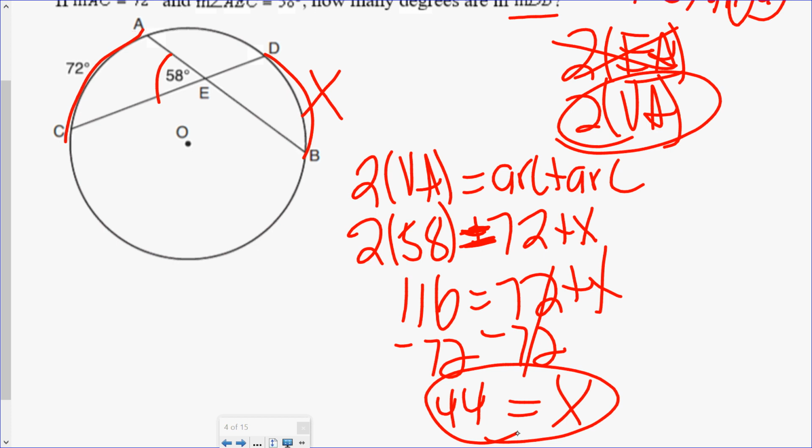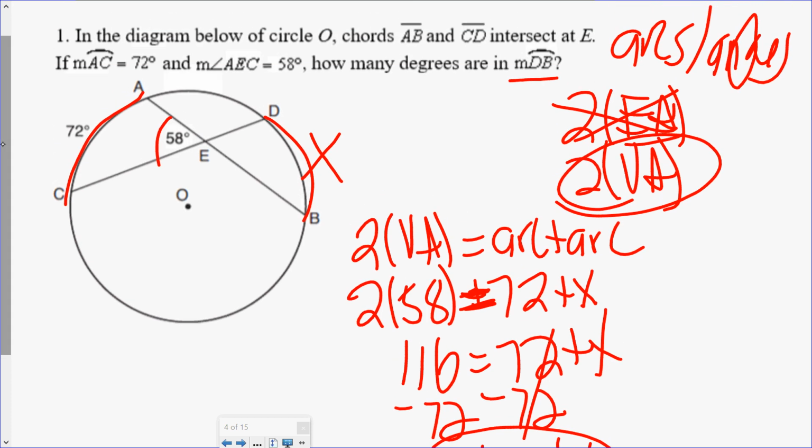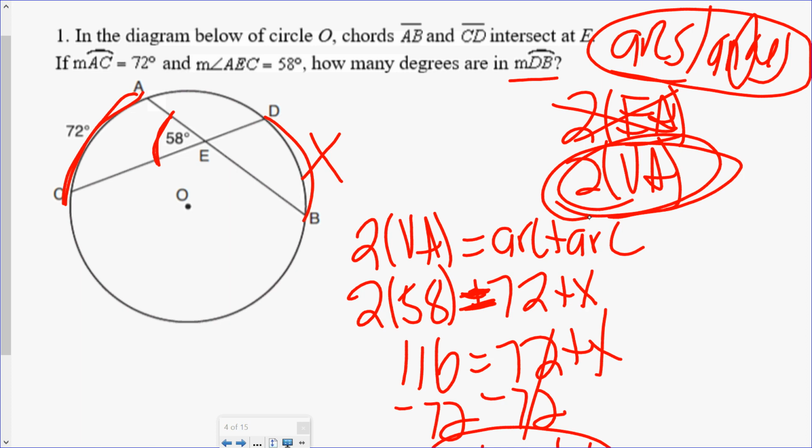So again, the math is pretty simple. The hard part is determining which rule you're using. There's 4 rules. There's 2EA, 2VA, PP, WE. Arcs and angles is 2EA, 2VA. Segments is PP, WE. These are arcs and angles. There's nothing exterior. That's why we're using 2VA.